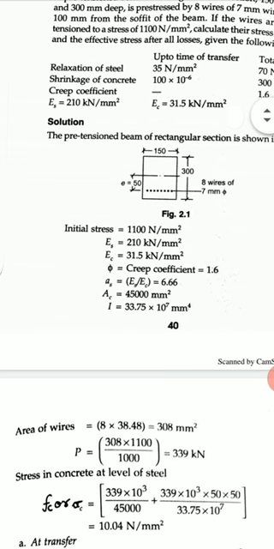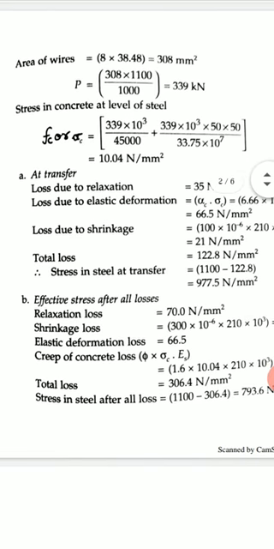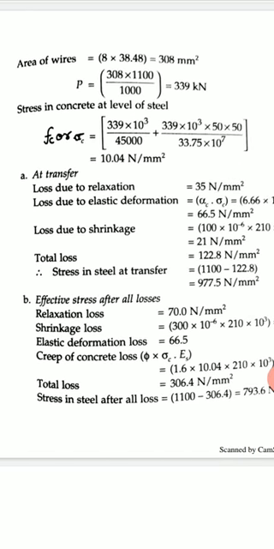So now these things have to be done very quickly. Now let's move to the main part, that is the losses. Firstly let us find the area of wires. Here we have 8 wires, each of 7 mm diameter. So the total area of steel will be pi by 4 into 7 square into 8. So we get it as 308 mm square.